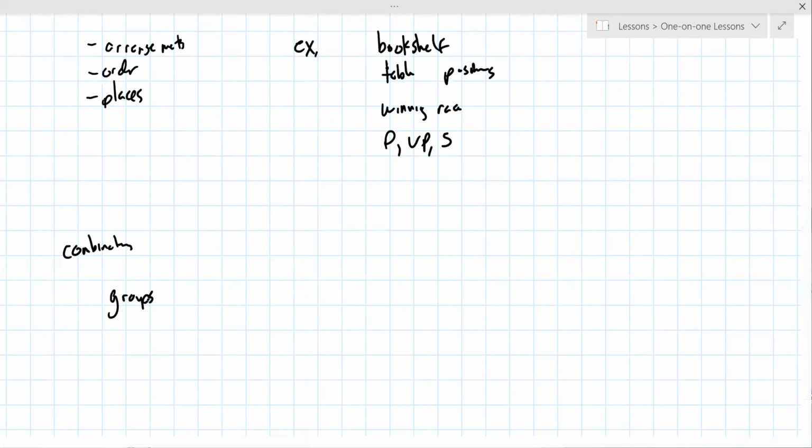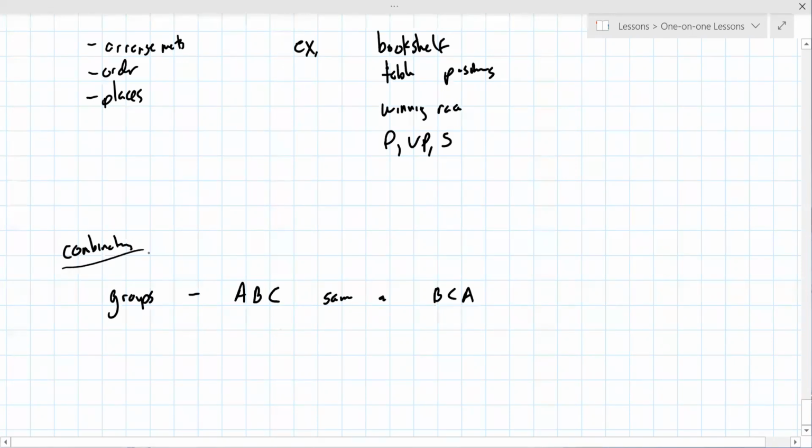And you have to decide, does the group consisting of the same people, like we mentioned, is A, B, C the same as BCA? If it is, then this is a combination.